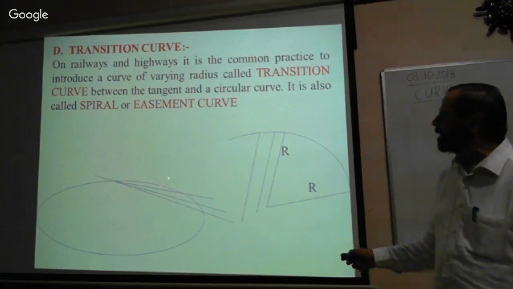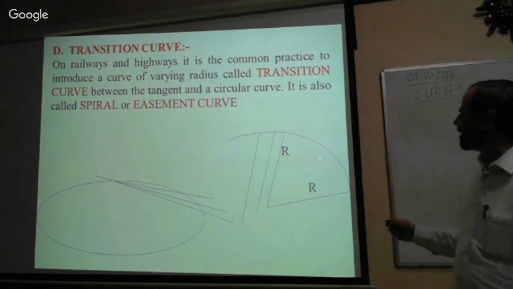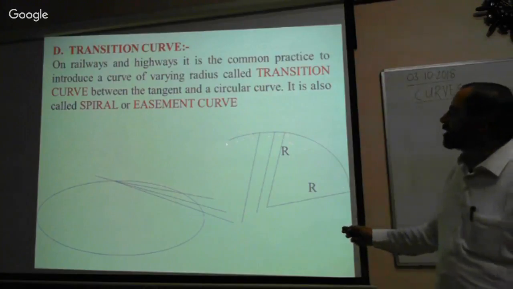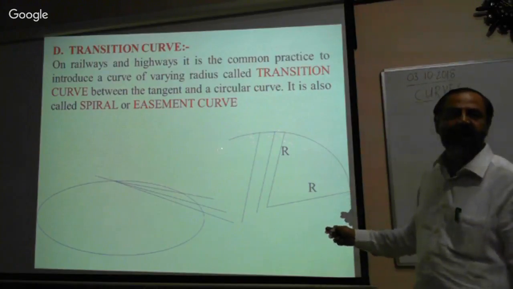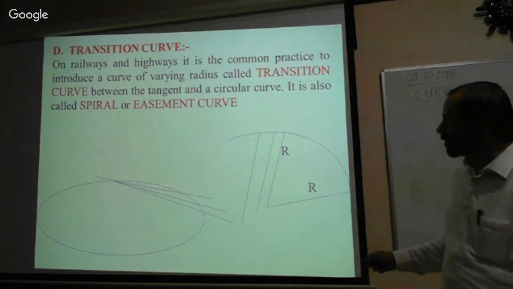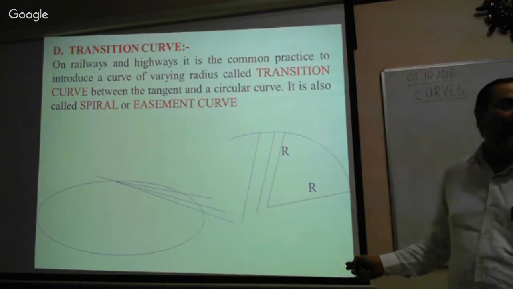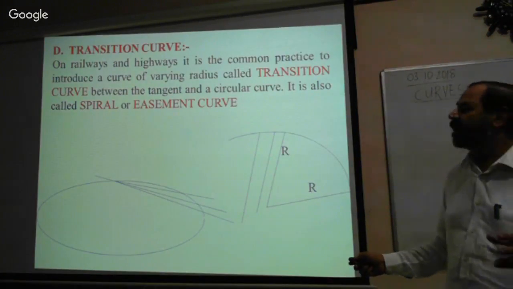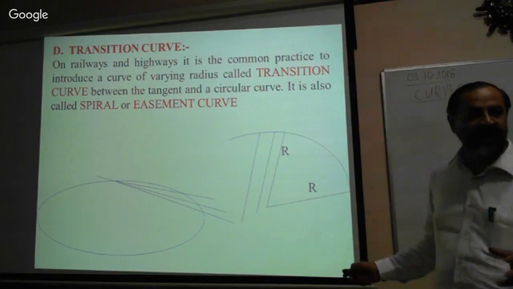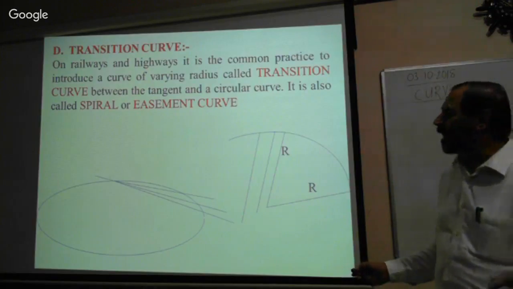This will be taken and introduced. Now this is the radius r, and this is the transition curve introduced between the straight line and the curve. Now this part, you have to decide how much the length is and what radius is required. All these things will be decided by the engineer.